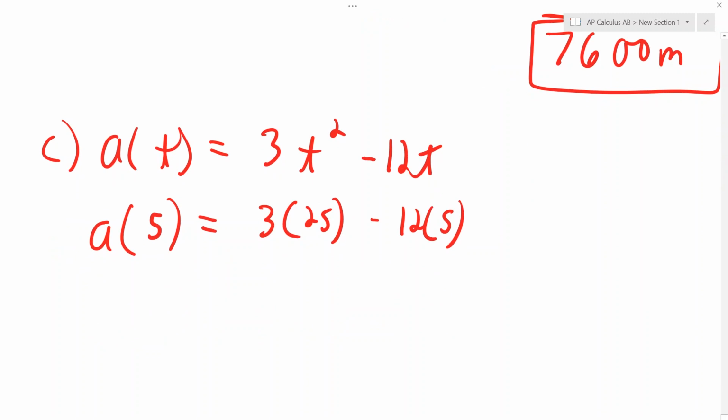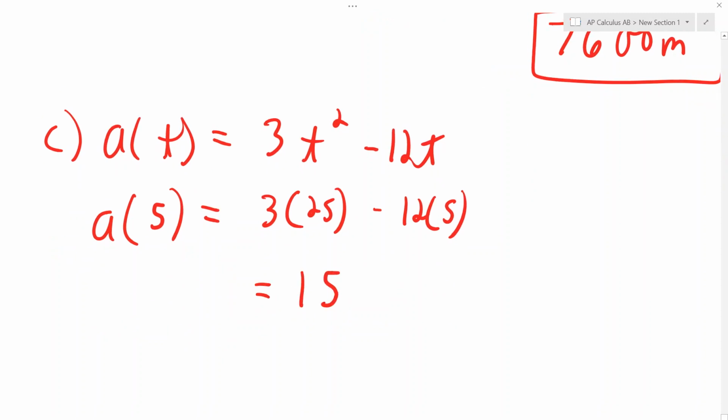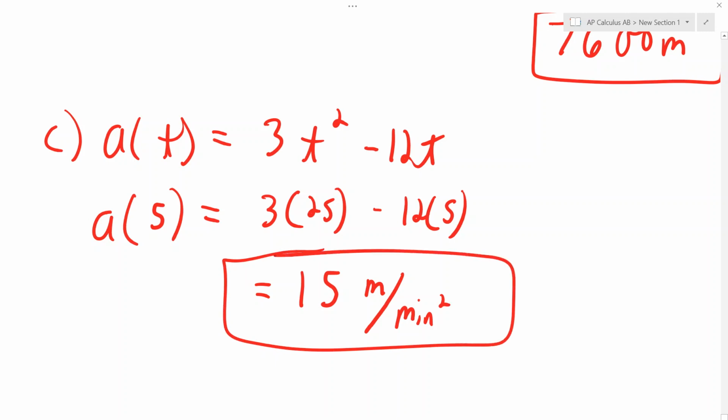That's 75 minus 60. That's 15. And since it's acceleration, meters per minute squared. Since we derived meters per minute, it's meters per minute squared. All these different things. Everybody okay with that? Yeah, that's a surprisingly easy part C to a free response question. All right.